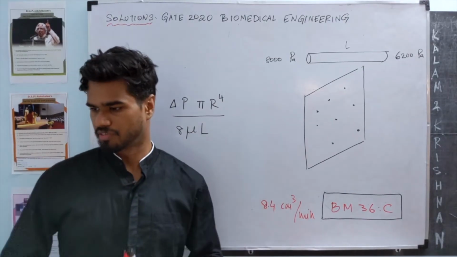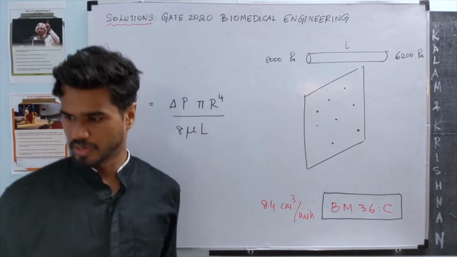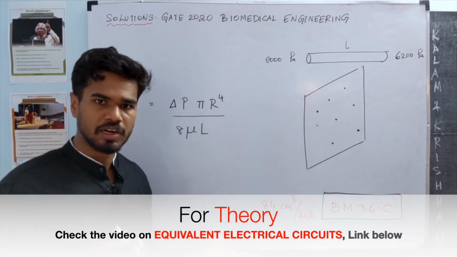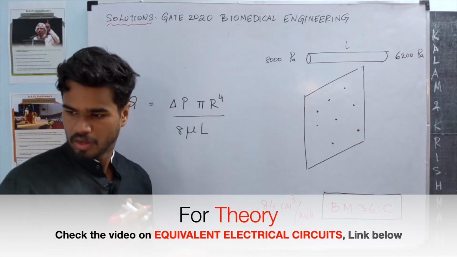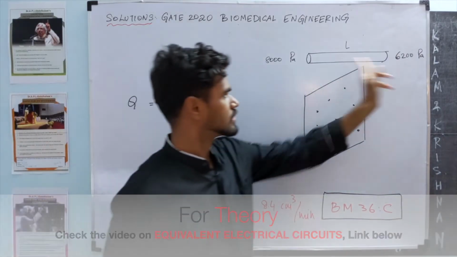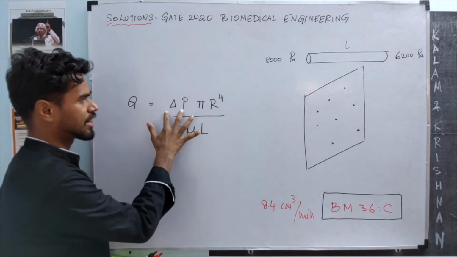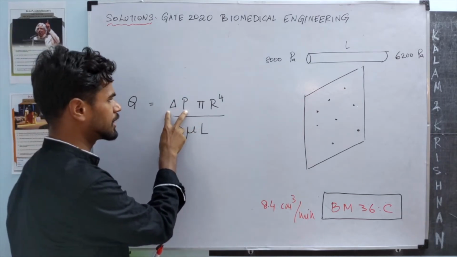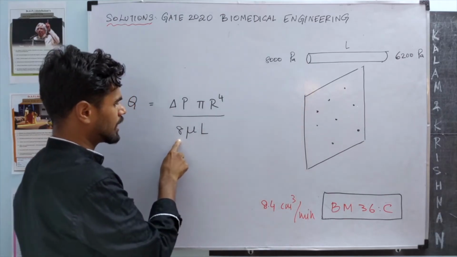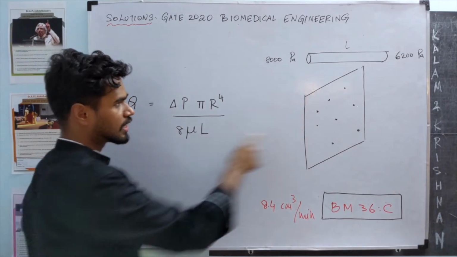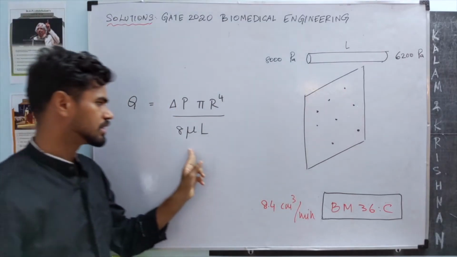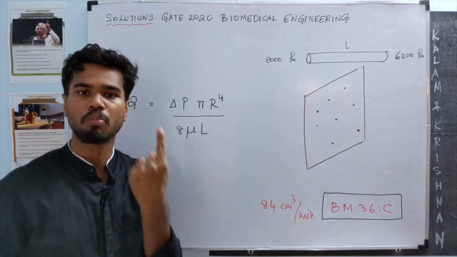Okay, the question reads lengthy, but the solution is very simple. If you have seen my video on the analogy between electrical circuits and fluid flow systems, you know the flow in a tube is given by the pressure gradient delta P, the pressure head, times pi r power 4, where r is the radius of the tube, by 8 mu L. Mu is the viscosity and L is the length of the tube. So this is the amount of flow if we were given just one pore.